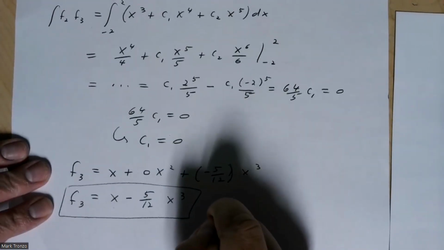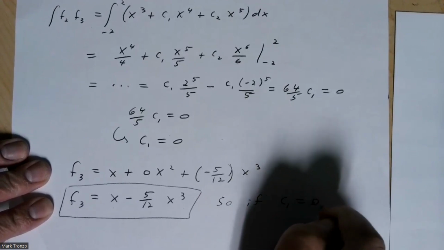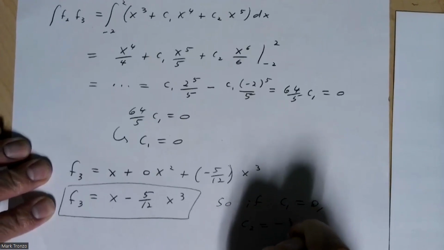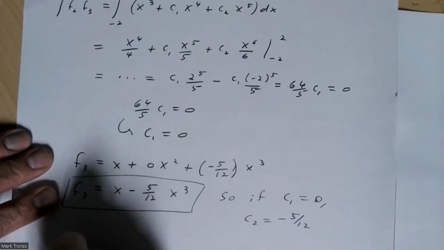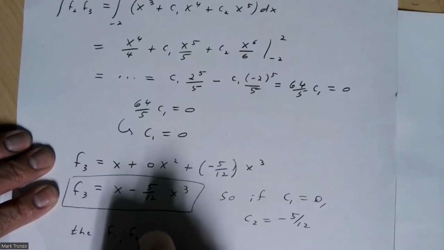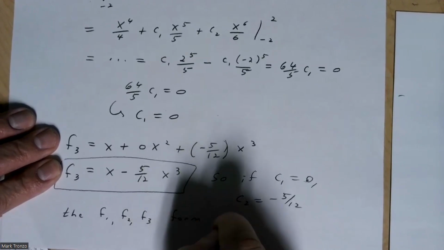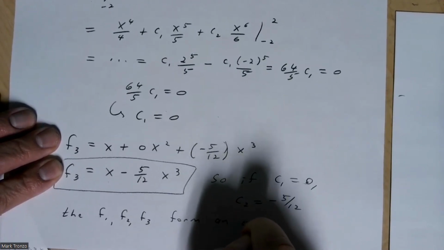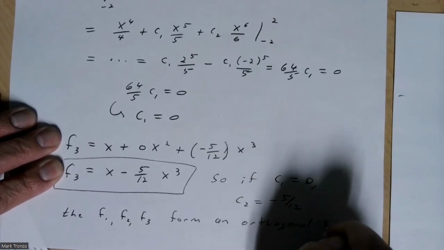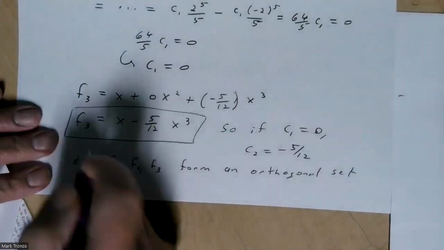Then the whole set. So if C1 is 0, C2 was negative 5/12, then F1, F2, F3 form an orthogonal set. And therefore, they would be linearly independent, just to throw that in.